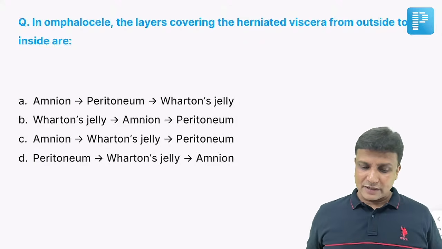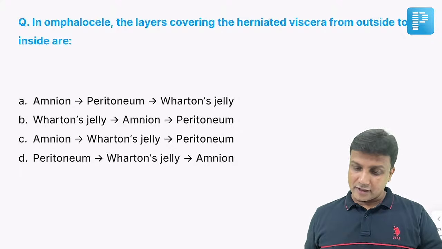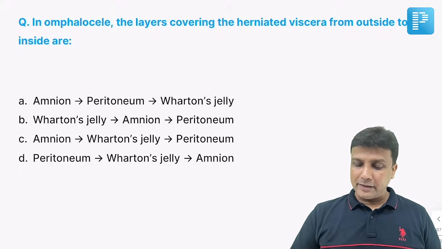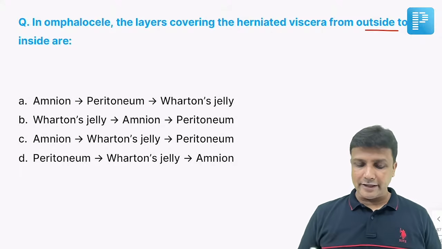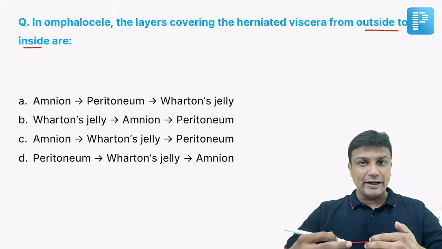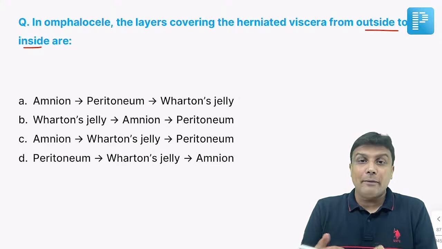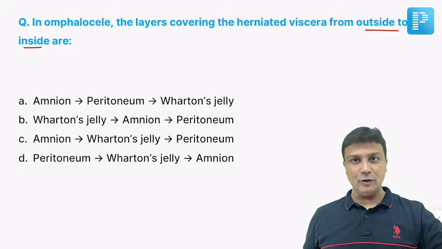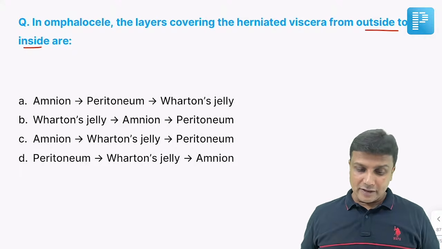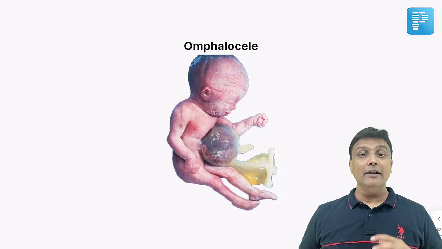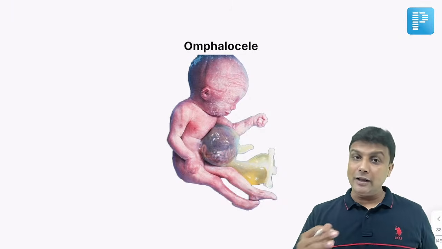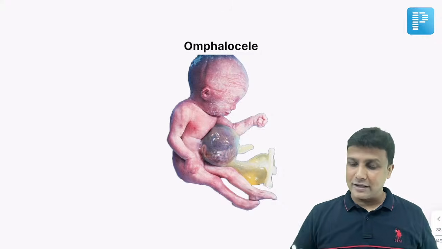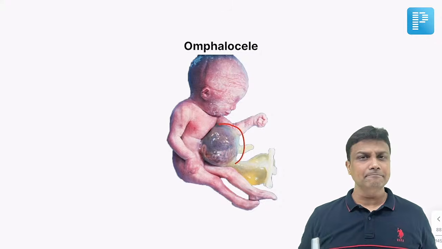In omphalocele, the layers covering the herniated viscera from outside to inside are. I taught you earlier that the physiological hernia will occur during the 6th week and that has to reduce back by 10th week. If it doesn't reduce back, it will be known as omphalocele. Now in this condition, what is going to happen here? The baby will be born with all those coils of intestines lying outside only, and of course that will be covered by this sac.